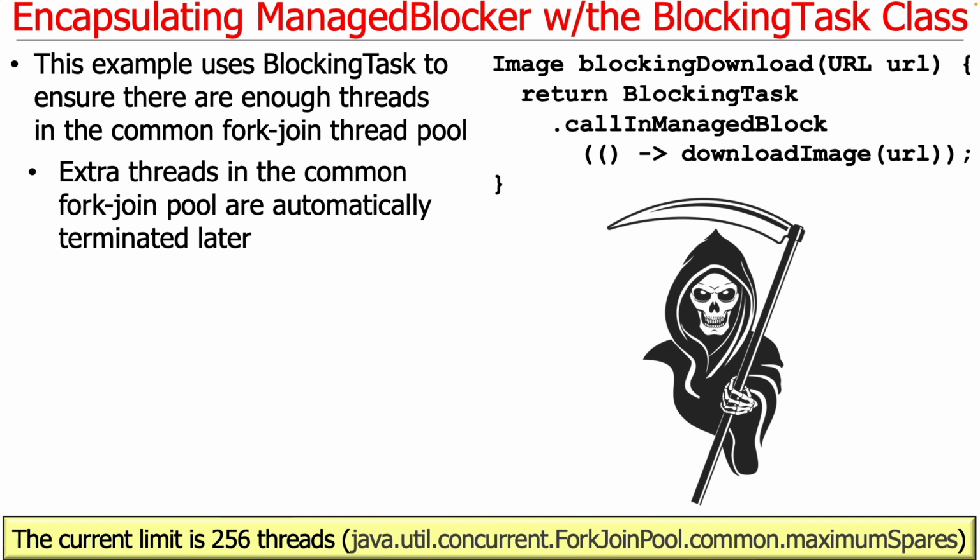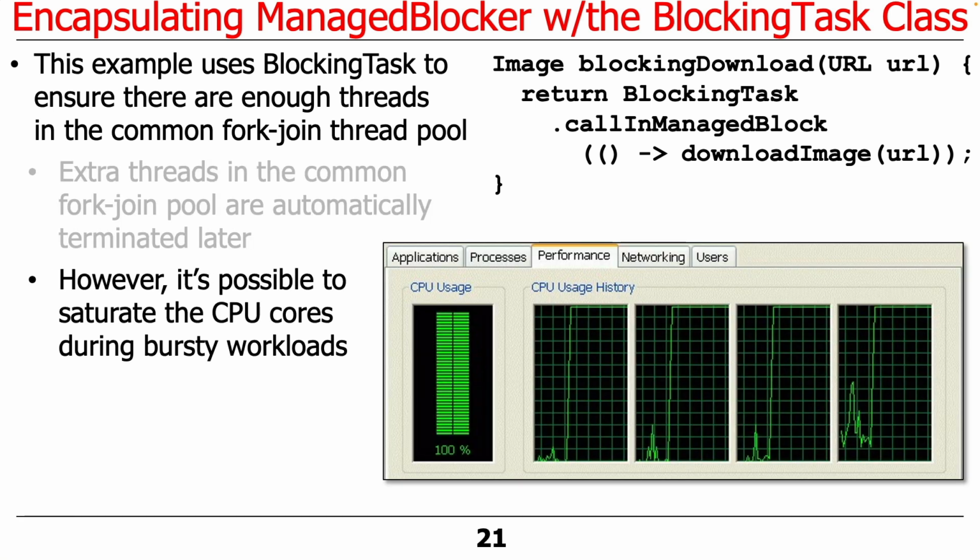The current limit of the number of threads that can be added to this pool is 256. And this is defined in this property, java.util.concurrent.ForkJoinPool.common.maximumSpares. So at some point along the way, they might change that, but that's what the current value is if you poke around and find this. The only real downside with this approach is that if you add a lot of threads, now notice we don't add an unbounded number of threads. We only add up to 256, which isn't too bad these days.